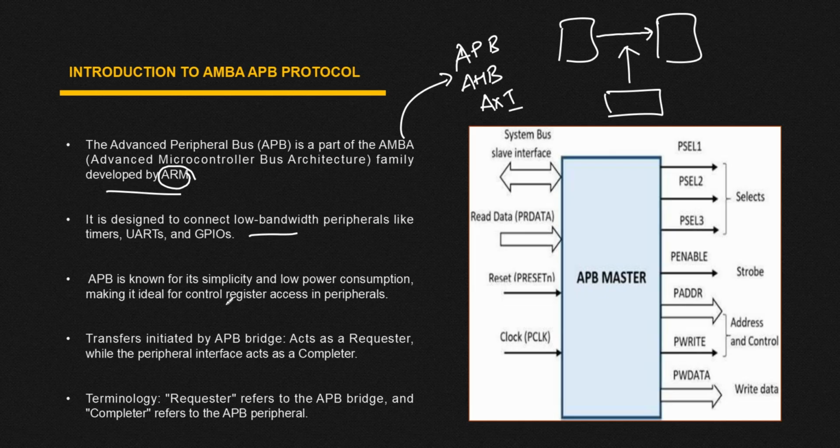Now your transfer is initiated by the bridge. So what is meant by that? Here your master is treated as a requester, whereas your peripheral interface is a completer. So whenever your transfer is initiated by the APB bridge, it acts as a requester. It will request the data and pass it to the completer, so it will pass it to the other side. Now terminology: requester refers to the APB bridge, whereas completer refers to the APB peripheral. I hope it is clear.